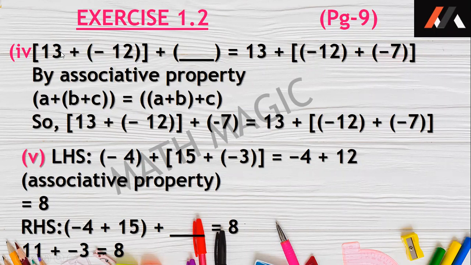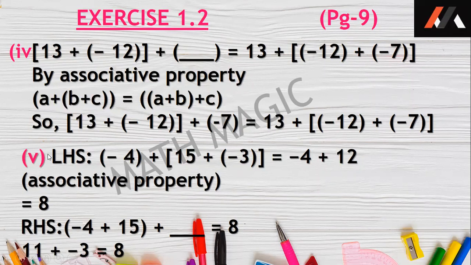Now when we carefully examine both the LHS and the RHS, we find that 13 is there in both LHS and RHS. Minus 12 is there on both sides. But minus 7 is not there in the LHS. So by associative property, we can say that 13 plus minus 12 plus minus 7 is equal to 13 plus minus 12 plus minus 7. So minus 7 is the answer.